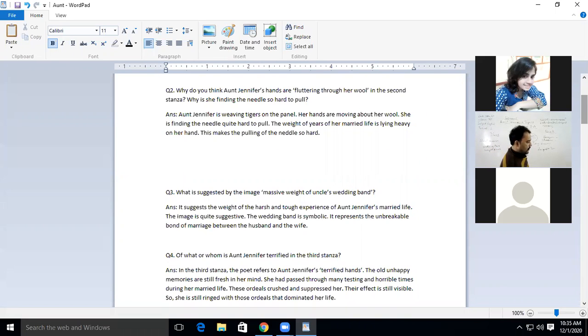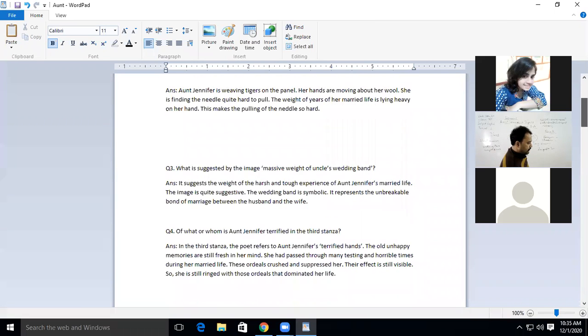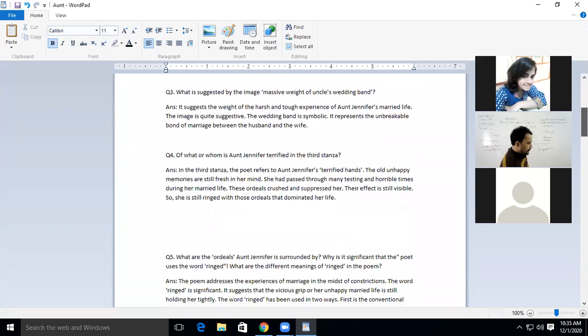So the massive weight of uncle's wedding band symbolizes that she has faced a lot of difficulties and bad times with her husband. It was a kind of burden for her to wear this ring, and the little ring is described as a heavy band on her trembling fingers that are shivering and shaking. The wedding band is associated with bad experiences, in the form of maybe torture that she has faced because of her husband's dominating behavior. Yes, right.